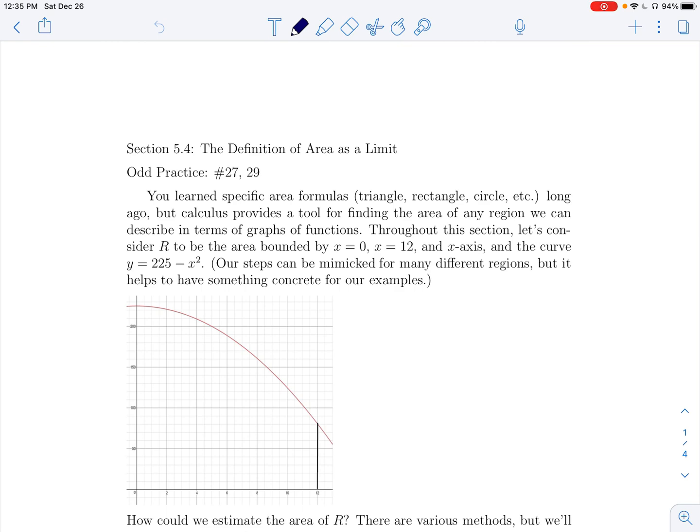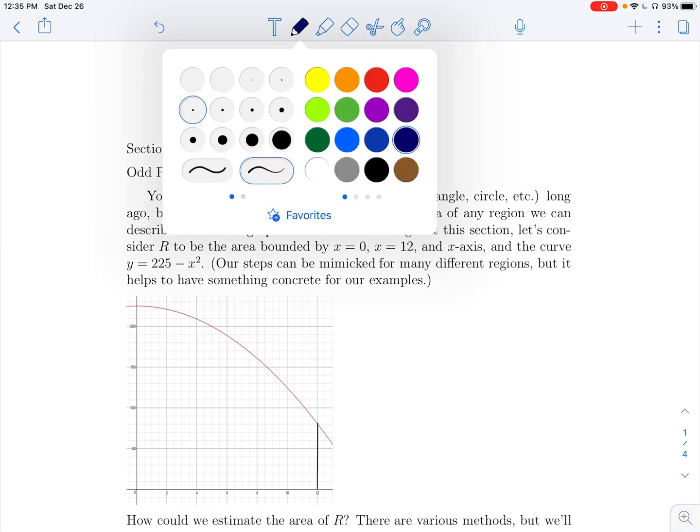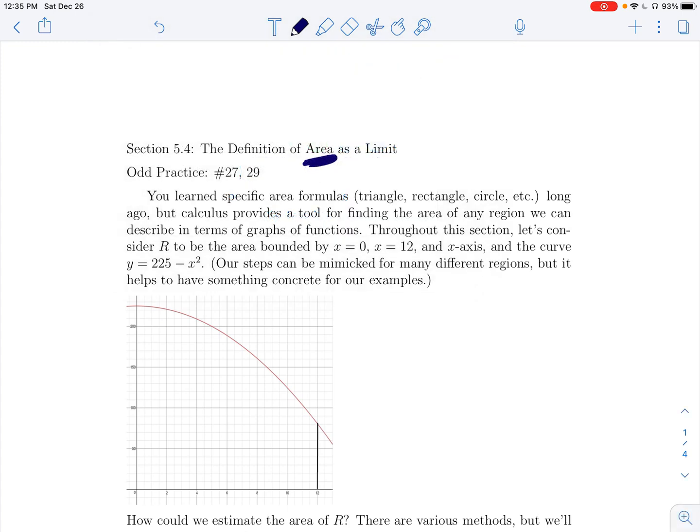Okay, in this video, we're continuing with chapter 5, but we're shifting gears a little bit. We were talking about antiderivatives. In this section, we're going to be talking about area, and later on, you're going to see how these are related to each other. So if it seems like we're doing something unrelated, you're kind of right, but you'll see how they're related later on.